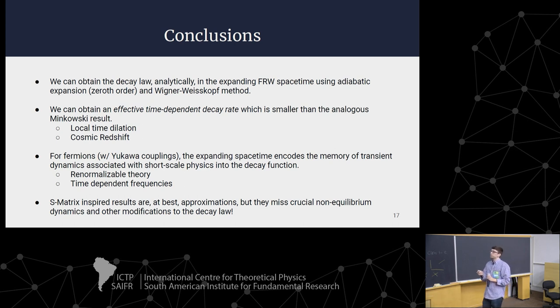And then the most important sentence in my entire talk, if you take nothing else away, is that using the S matrix is at best an approximation. At worst, you are blinding yourself to crucial non-equilibrium dynamics and other modifications to the decay law. So you should be very careful when you just take something that works for BBN and use it for something like dark matter. Thank you.